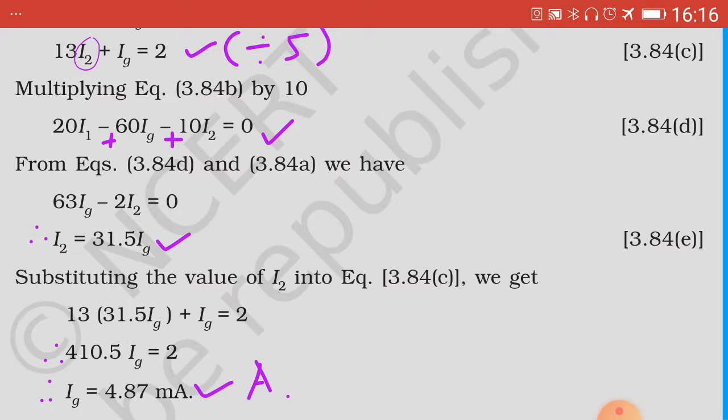Now a galvanometer is generally used for measuring current in the order of milliampere. From ampere to milliampere, we multiply by 10 raised to 3. So Ig, that is 10 raised to minus 3 into 10 raised to 3, that will be 4.87 only, since 10 raised to 0 is equal to 1. Therefore Ig equal to 4.87 milliampere, which is the final answer.